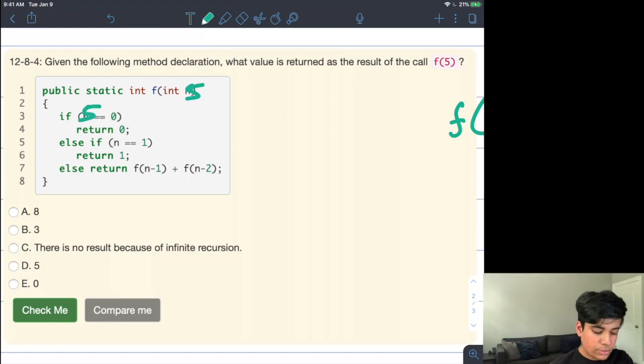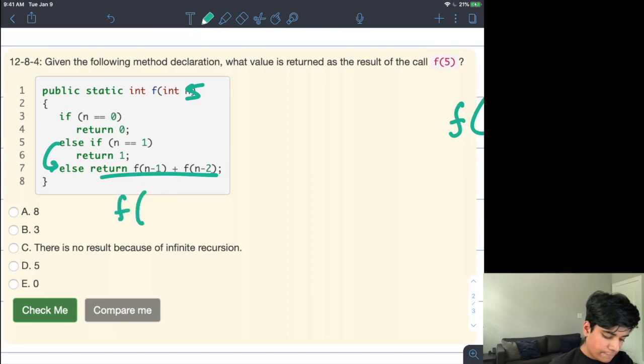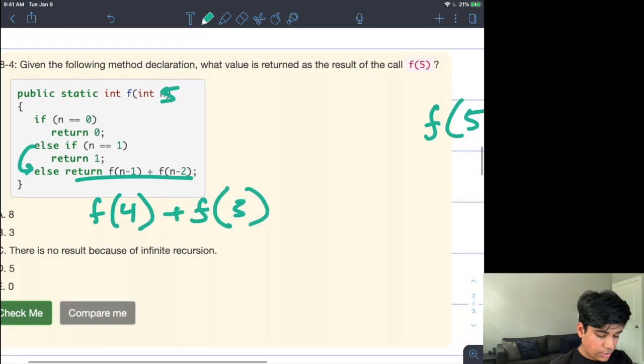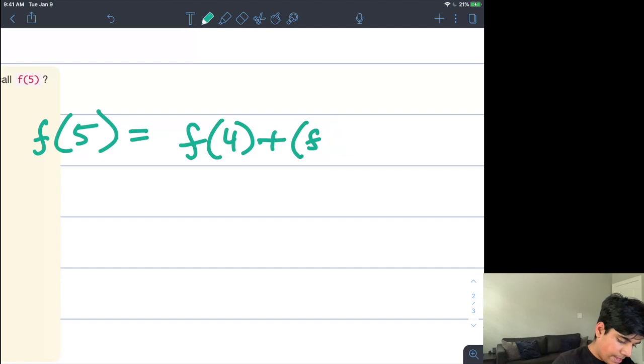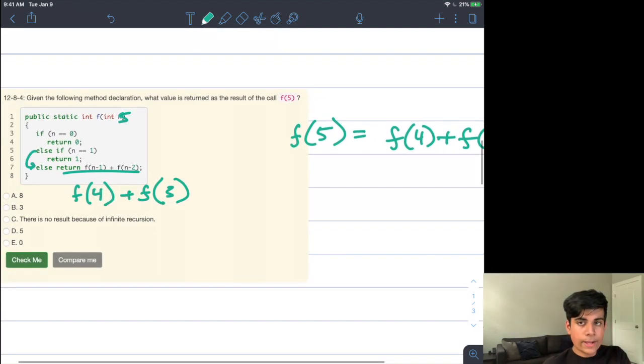Is 5 equal to 0? No, it's not. So now we go to the else if. Is 5 equal to 1? No, it's not. So we go to the else. And what we're left with is we return f of 5 minus 1, which is 4, plus f of 5 minus 2, which is 3. So f5 is equal to f4 plus f3. Just like that.